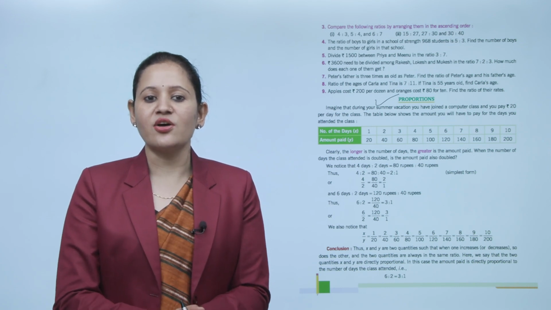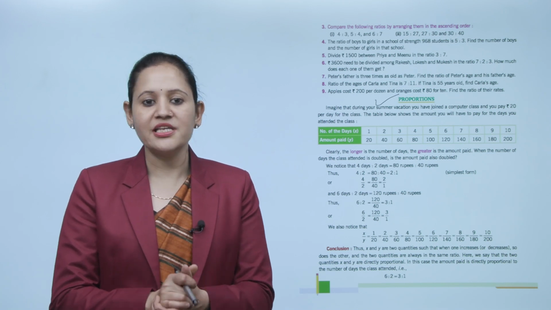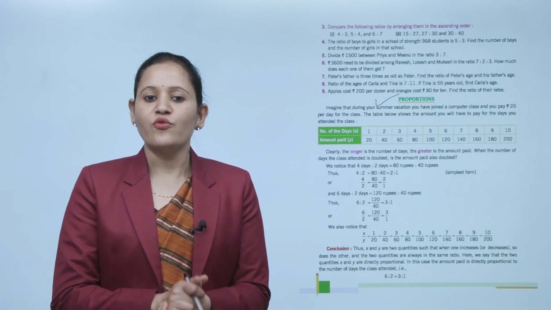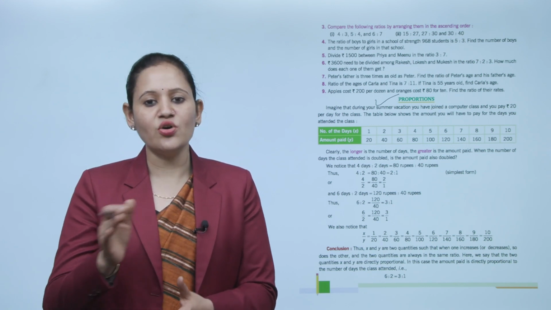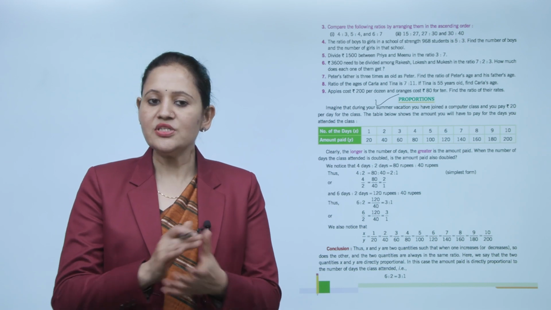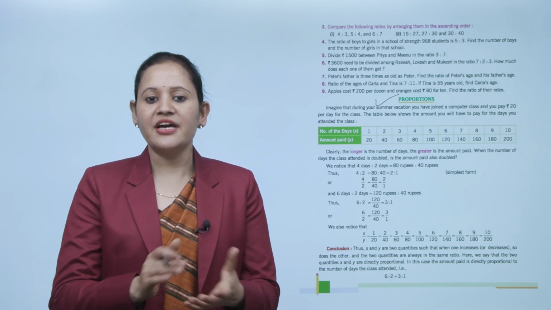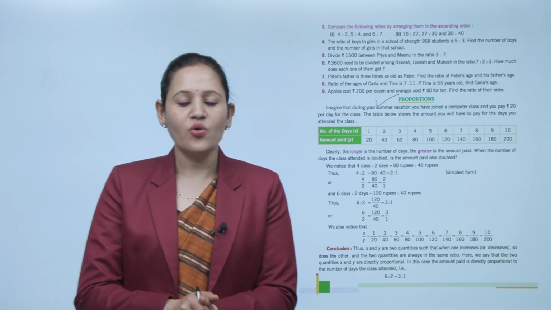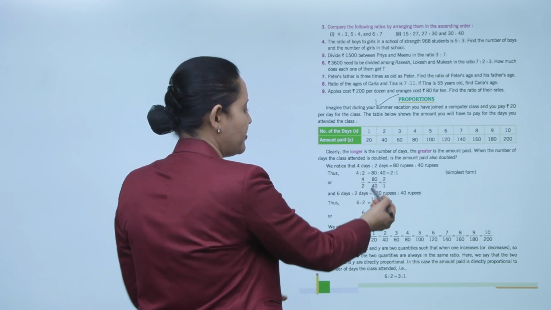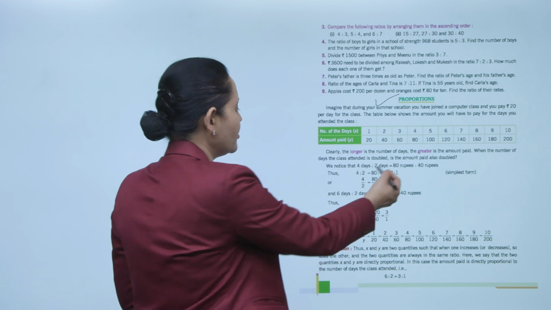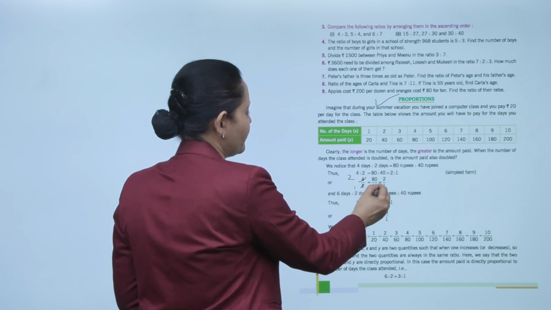When the number of days of the class attended is doubled, is the amount paid also doubled? Yes. So we notice that 4 days ratio 2 days equals 80 rupees ratio 40 rupees. So 4:2 equals 80:40, which equals 2:1. 4 upon 2, 80 upon 40, करेंगे इसको तो 2 upon 1. 2 ones are 2, 2 twos are 4.